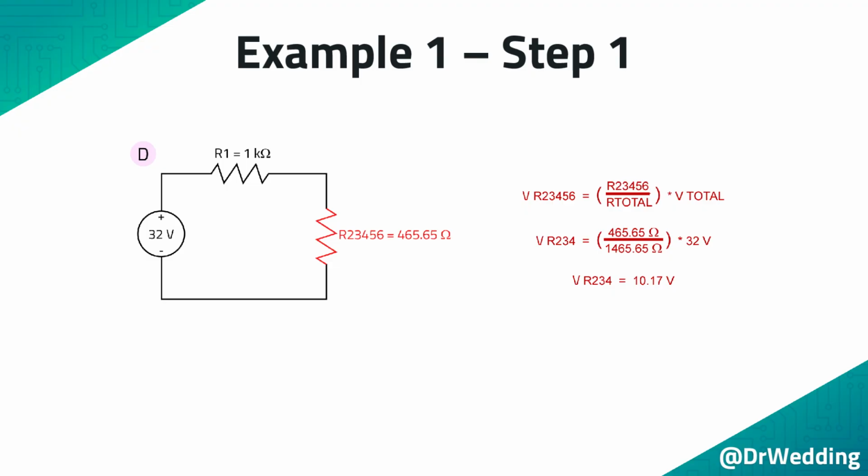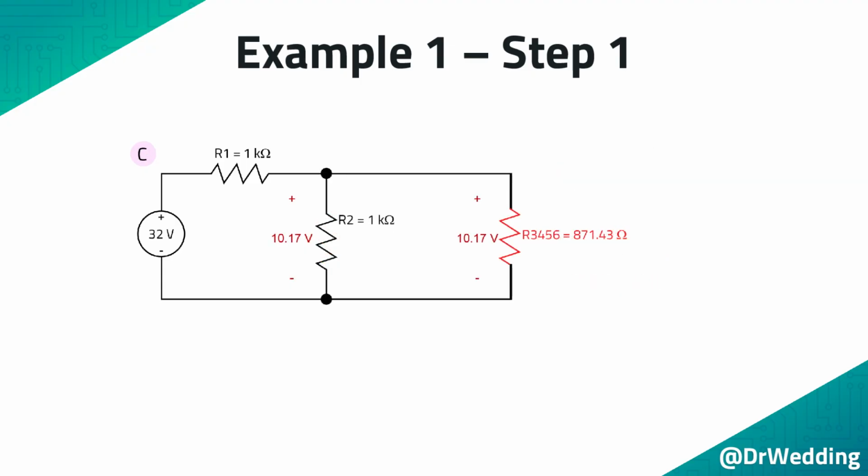This circuit is then unzipped back to circuit C. The voltage across R2, 3, 4, 5, 6 is copied across R2 and R3, 4, 5, 6. To save time and effort, you can ignore R2 and focus on R3, 4, 5, 6. The current through this resistor can be found using Ohm's law.